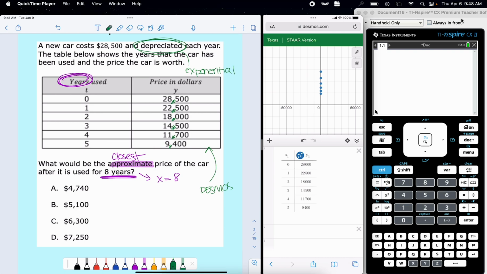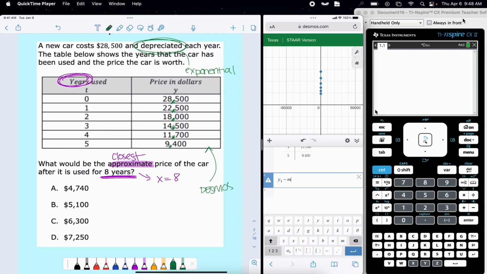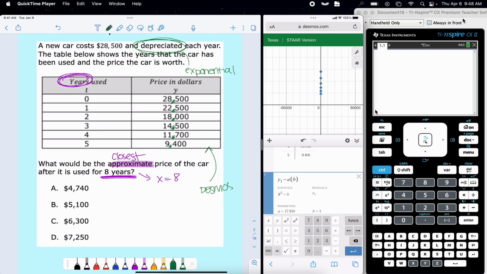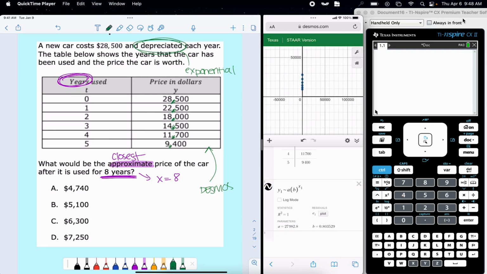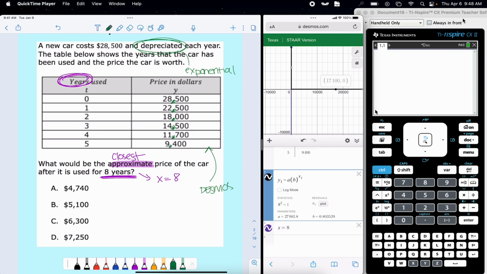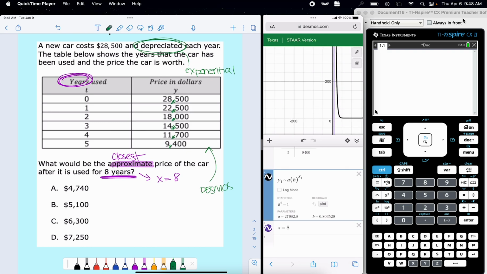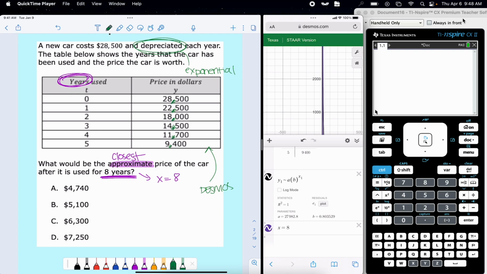Depreciate means exponential. So it's going to be y1 squiggly line A(B)^x, and it kind of connects our dots. So now what we're going to do is x equals 8, and we're going to see where those two lines intersect. So we have our J shape, and we're going to see where those two things intersect.